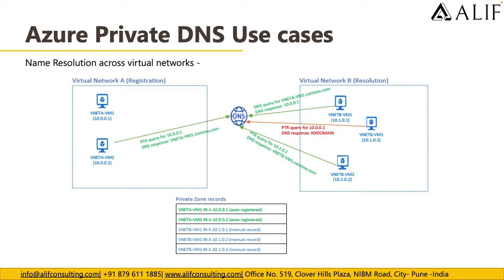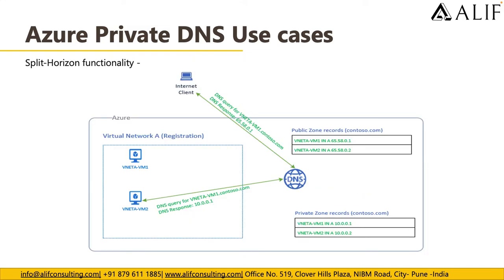Another one is name resolution across multiple virtual networks. If you have multiple virtual networks and you want to take advantage of the same domain name which you have registered for Azure DNS, then you can do that as well. You can register one network with the Azure DNS, and for the other network you can manually create the records, and that way you can take advantage of DNS resolution in both networks.